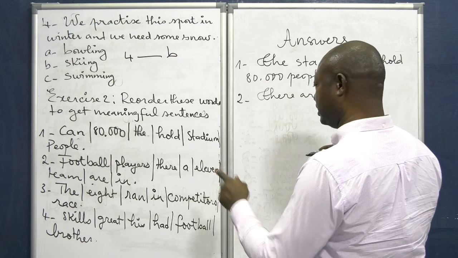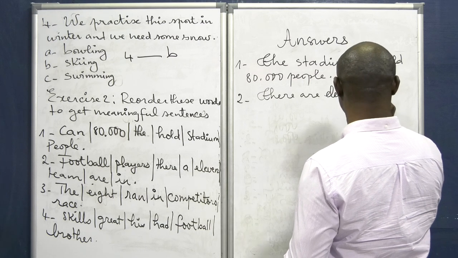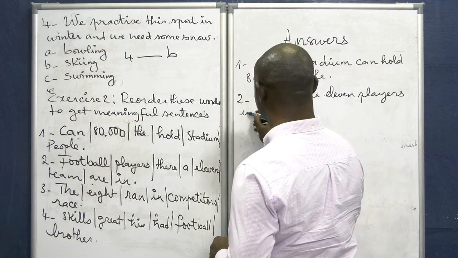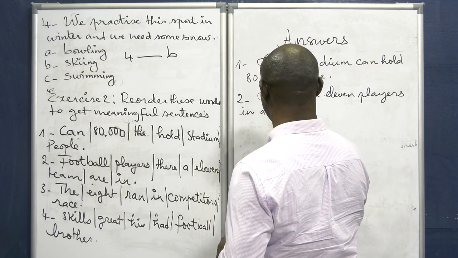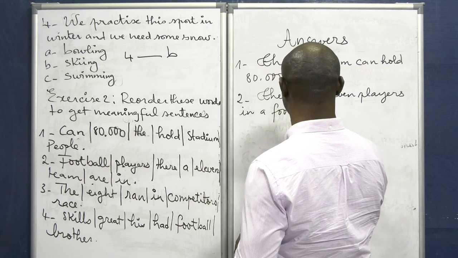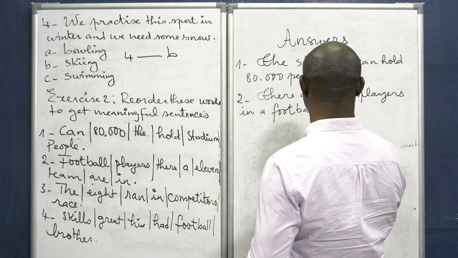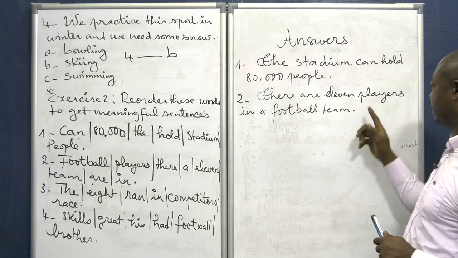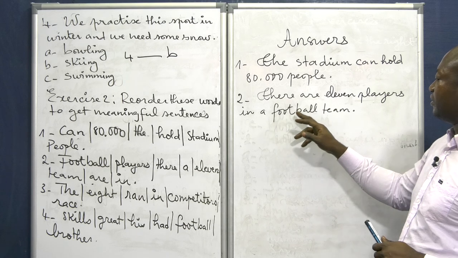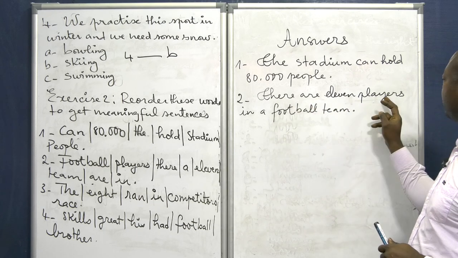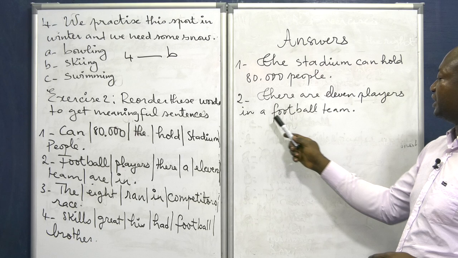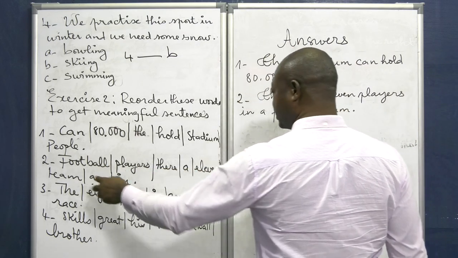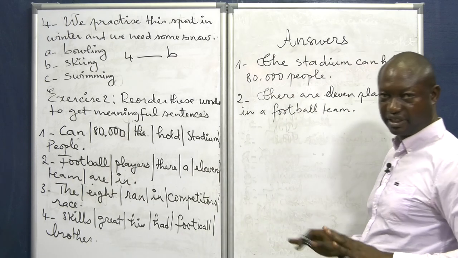There are 11 players in a football team. There are 11 players in a football team. 1, 2, 3, 4, 5, 6, 7, 8. That means the sentence is correct.